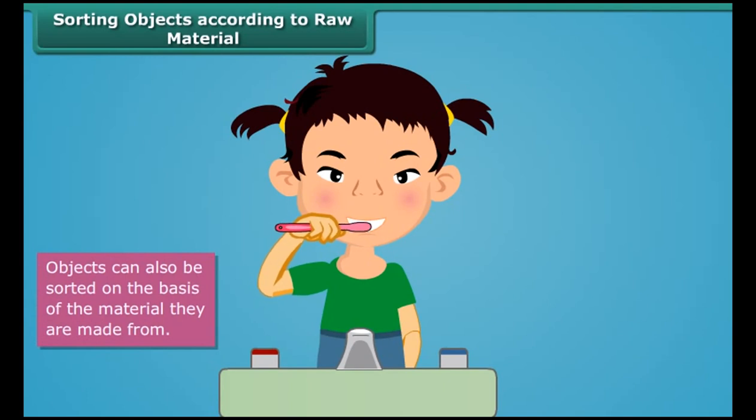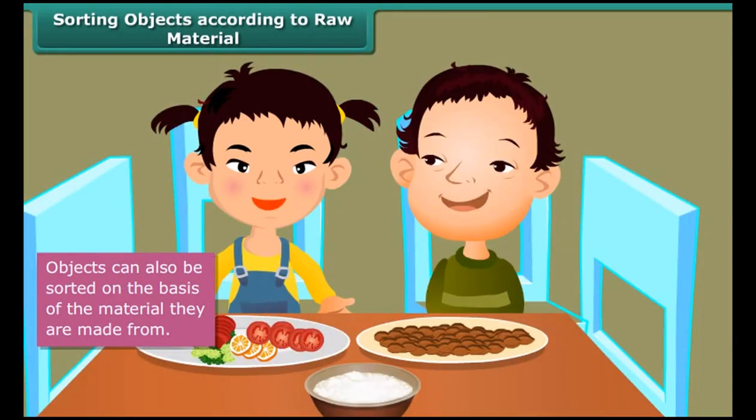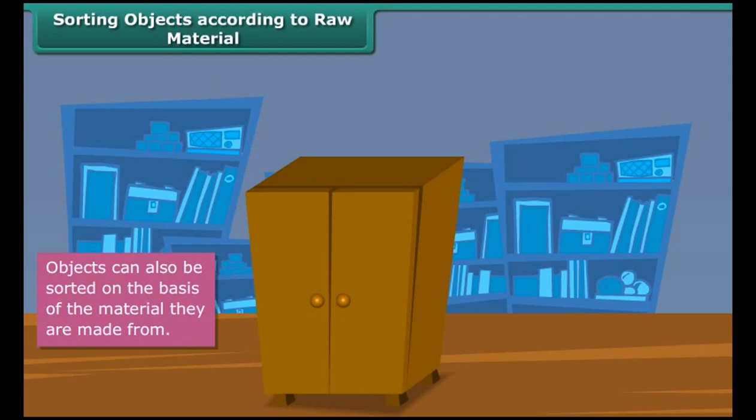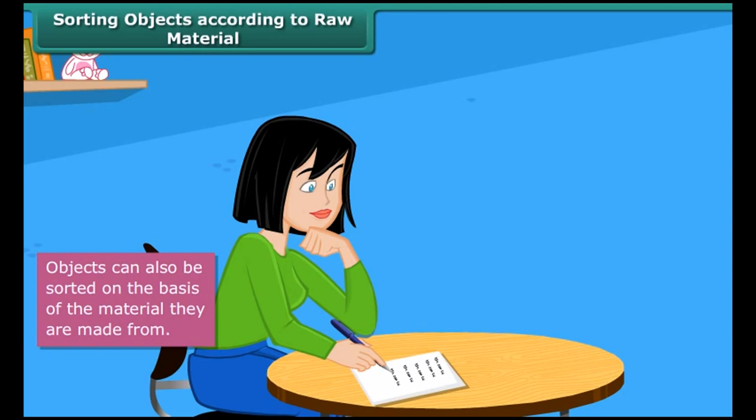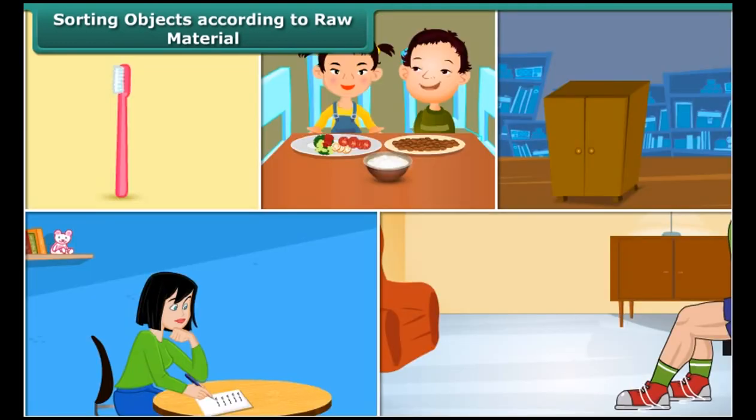The first object you use as soon as you wake up is your toothbrush. Have you ever wondered what is it made up of? It is made up of plastic. The plate you have your breakfast in is made of melamine or stainless steel. The cupboard you keep your books or clothes in is made of iron or wood. The books that you read are made of paper. The shoes you wear are made of leather, canvas or resin. Thus, all the objects that we use in our day-to-day life can be classified on the basis of the raw materials used in making them.